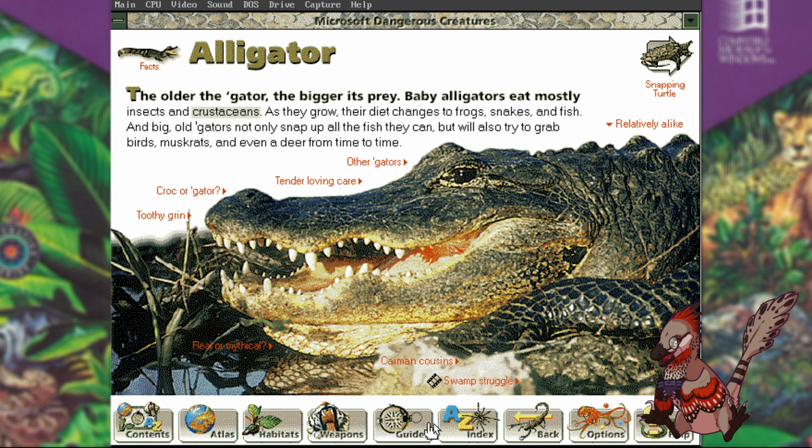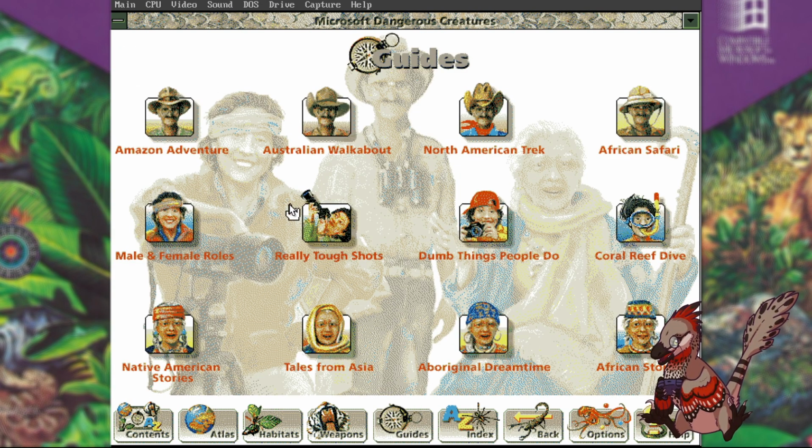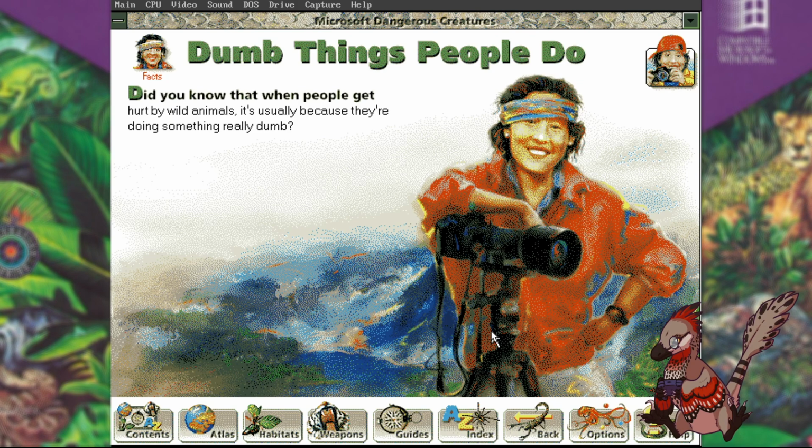Well, let's actually try to do one of the guides. And dumb things people do sounds rather intriguing. Did you know that when people get hurt by wild animals, it's usually because they're doing something really dumb? Click my button over there to the right, and I'll show you what I mean. All right. Oh, that's going to be interesting. Are we going to get eaten by an animal now?